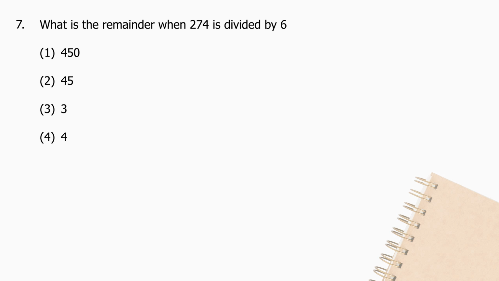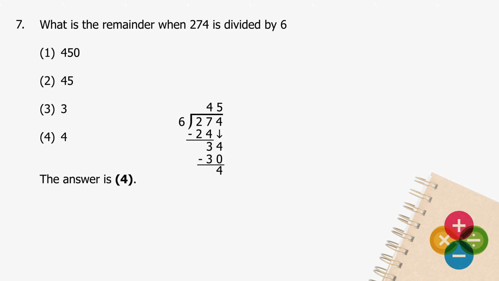Question 7. What is the remainder when 274 is divided by 6? Divide 274 by 6. The quotient will be 45, and the remainder will be 4. The answer is 4.